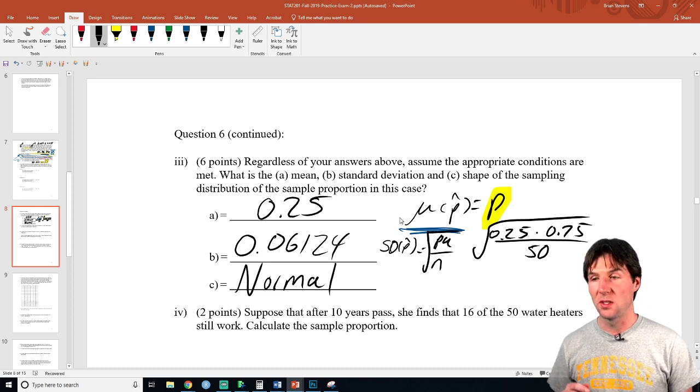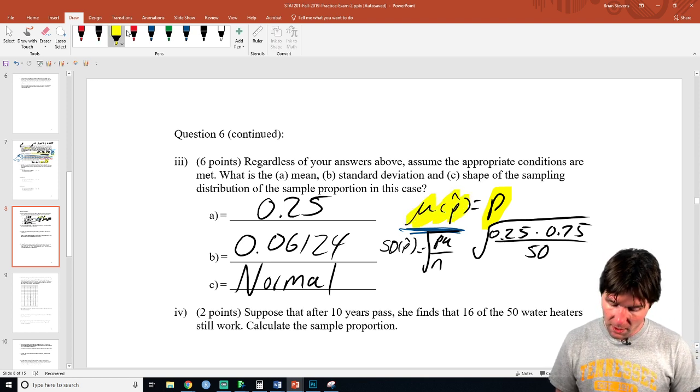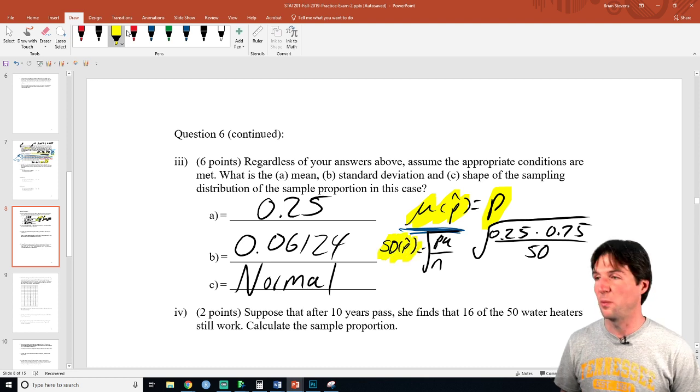Please read what this says. This says the standard deviation for the sampling distribution of p hat.